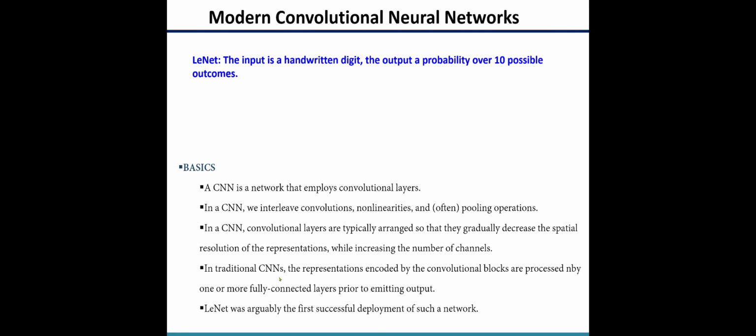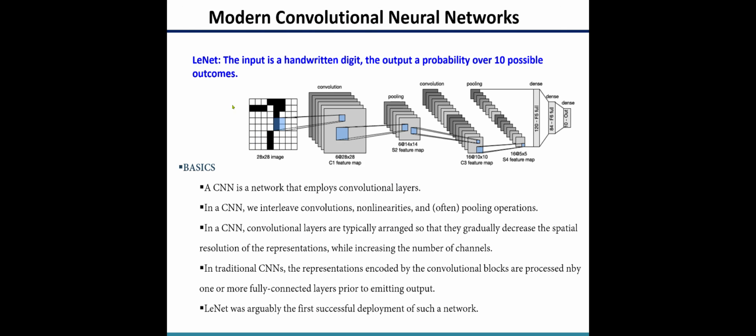So in the traditional CNN, the representation encoded by the convolutional blocks is processed by one or more fully connected layers. LeNet was arguably the first successful deployment of such a network. It uses 5x5 matrices, 5x5 layers, and divides those things. Let's see one example of this.